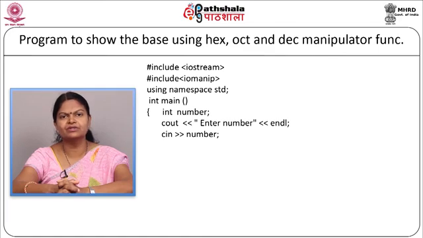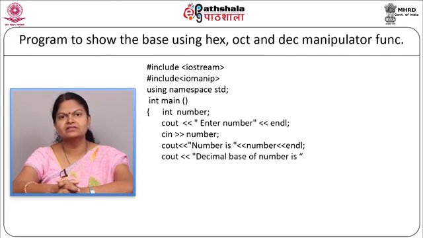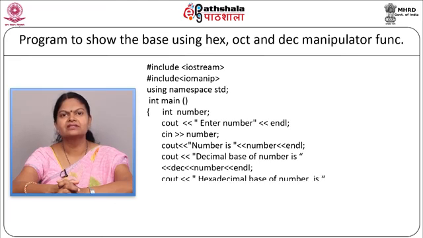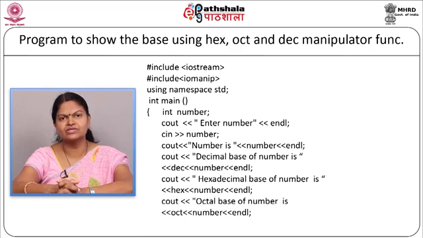Now we will display this number on the screen as cout, the number is, and the value of number \n. Now we will display the three base values of this particular number using the cout statement. As cout, the decimal base of a number is, dec, and the value of number \n. Next, the hexadecimal base value of a number is, hex, and the value of number \n. And the last one, cout, the octal base value is, oct, and the value of number \n. Return 0 and our program will end.